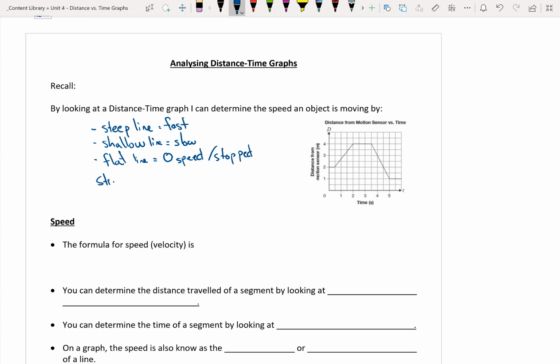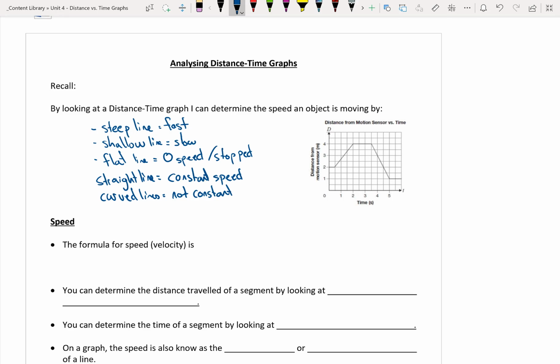We talked about straight lines. A straight line means constant speed. And curved lines or nonlinear lines mean not constant. So that's what we should have learned in the last two notes and from the homework, these kinds of descriptions about a distance time graph.